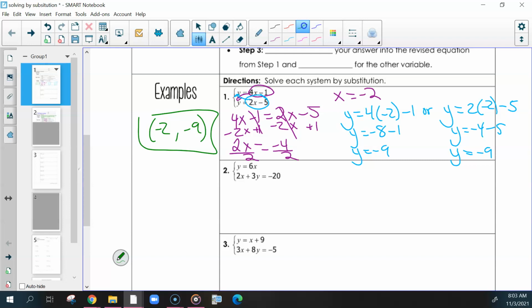This one has an equation that's in y equals and then an equation in standard form. You don't have to change the one that's in standard form. We're just going to worry about the one that has a y equals already. Because this has a y equals, I want to substitute this into the other one, where y is. So I'm going to take the second equation and rewrite it, but instead of writing y, I'm going to write this equation, 6x, in parentheses. And solve for x.